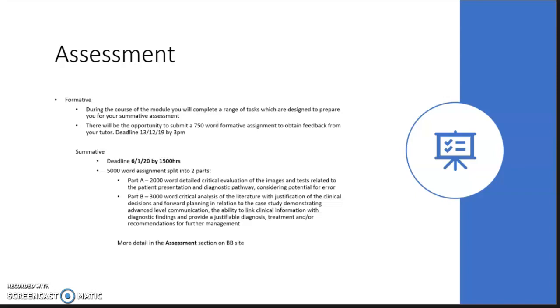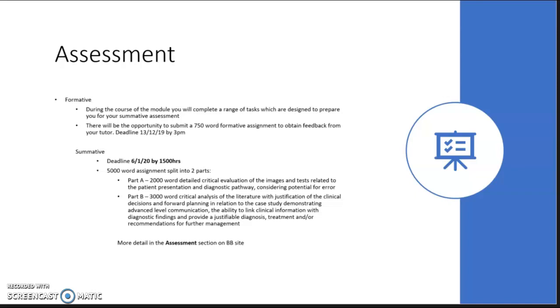which is split into two parts. So part A is a 2,000 word detailed critical evaluation of the images and tests related to the patient presentation and diagnostic pathway, and also considering potential for error. Part B is a 3,000 word critical analysis of the literature, with justification of the clinical decisions and forward planning in relation to the case study, demonstrating advanced level communication, the ability to link clinical information with diagnostic findings, and provide a justifiable diagnosis, treatment, and/or recommendations for further management. Now, this case study will be one of your own from your own clinical practice that will not be provided to you.